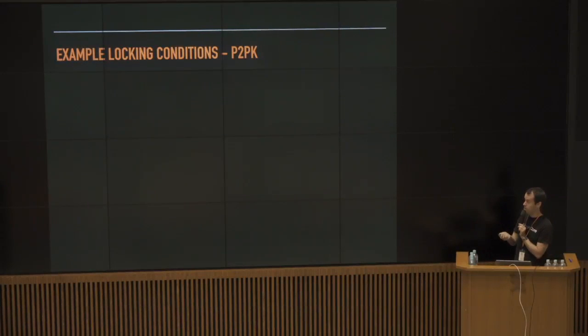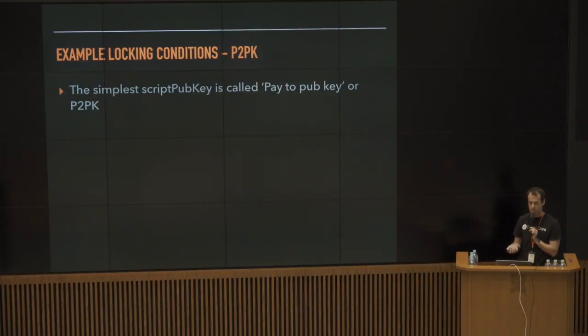So for example, here's an example locking condition. The simplest script pub key. The slides that I gave for translation said script sig. It should say script pub key there. I'll send out corrected slides. So the simplest script pub key is called pay to pub key, or P2PK.